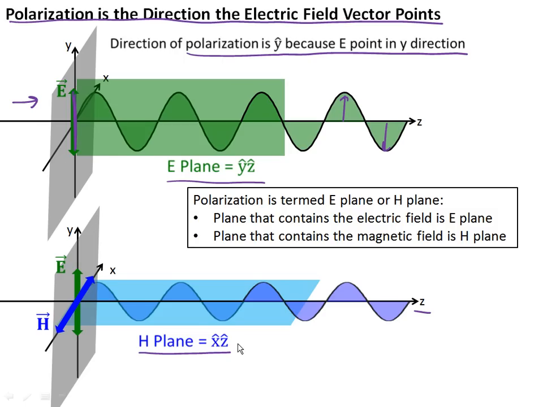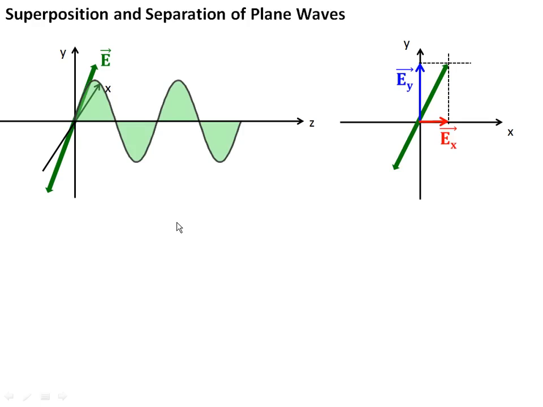And so one of the terminologies used in electromagnetics is we talk about E-plane and H-plane polarized waves, where the plane that contains the electric field is the E-plane, the plane that contains the magnetic field is the H-plane. Pretty simple. Things get a little bit more complicated, of course, in the case that my electric field vector isn't along either the x or the y axis. Here I've drawn a case where the electric field vector points in both the x and the y direction.